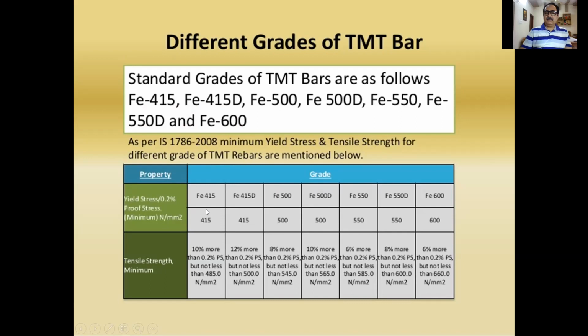So what is the difference between Fe415 and Fe415D? Both are having the same yield stress, but they are having a different percentage of elongation. I'll discuss it in the coming slides. What is the difference between the values of different grades of steel?